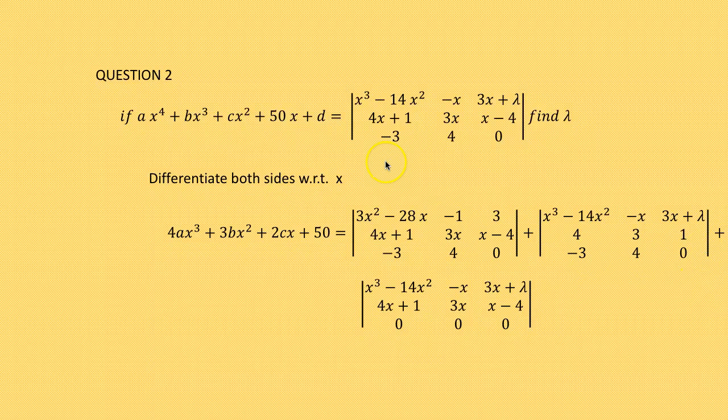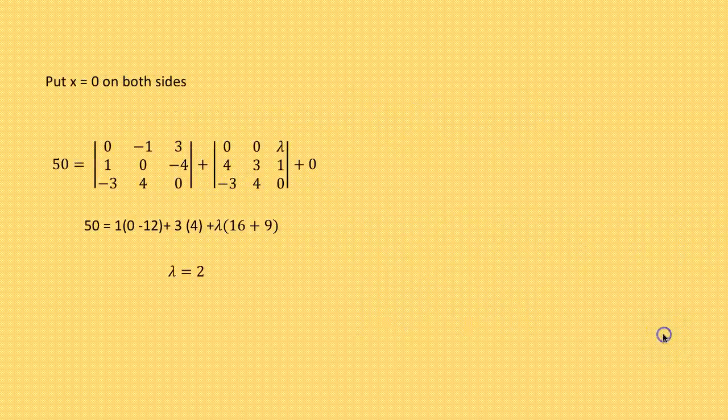For the third determinant, you keep the first and second row as it is and you differentiate the third row, that would be 0, 0, 0. So this entire third determinant reduces to 0. Now since we want to find lambda, put x equal to 0 in this equation. So we get 50 equal to 0 minus 1 3, 1 0 minus 4, minus 3 4 0, plus 0 0 lambda, 4 3 1, minus 3 4 0.